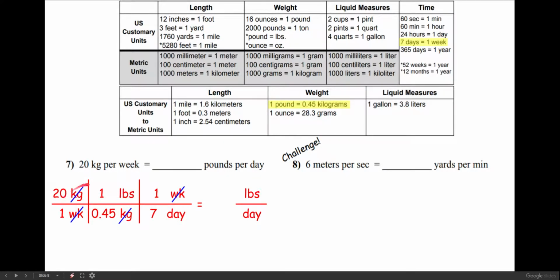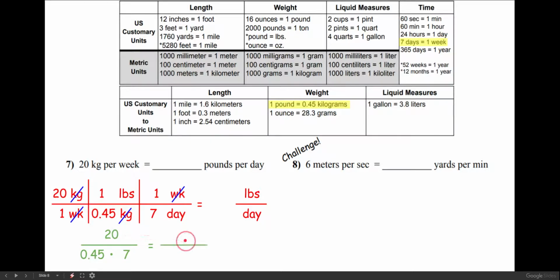Let's deal with our numbers. 20 times 1 times 1, which is just 20, and 1 times 0.45 times 7, which is just 0.45 times 7. If you have a number like this, check to see if you can do this in your calculator. 20 divided by 0.45 and divided by 7, and see if you get the right answer. You may have to do it separately.